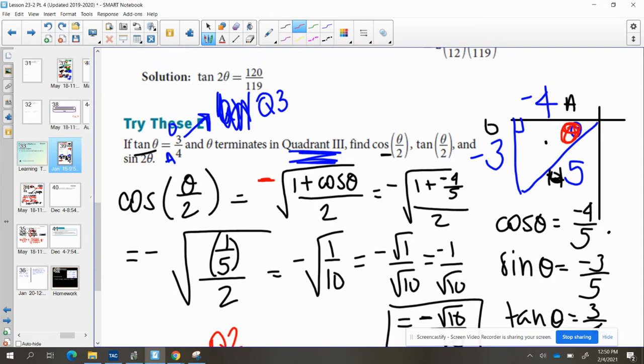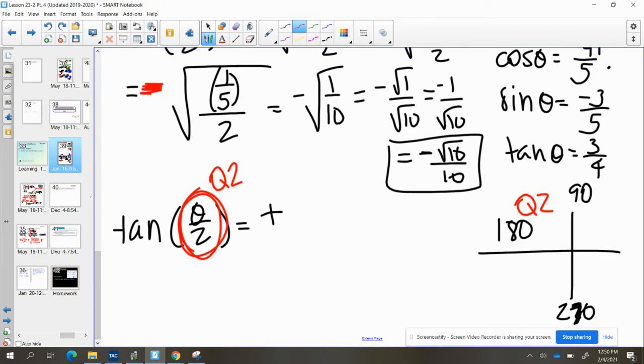And I'm sorry, I misspoke earlier in the video. This is negative because when we cut, again, this angle divided by 2, it was in quadrant 2 where cosine is also negative. So this one was fine for the way we did it. But again, this is going to end up being a quadrant 2 value. So really in quadrant 2, tangent is also negative.